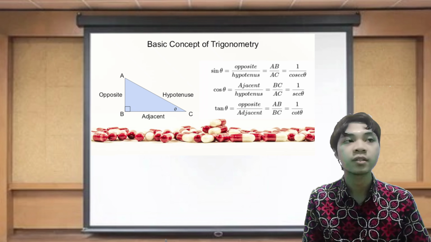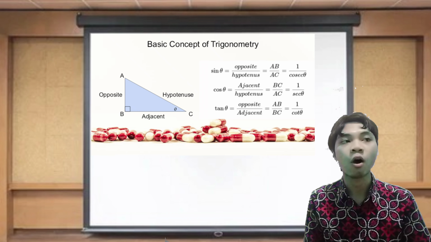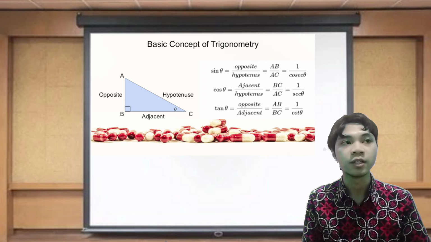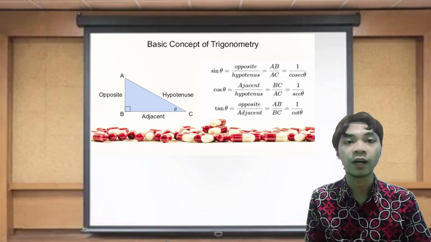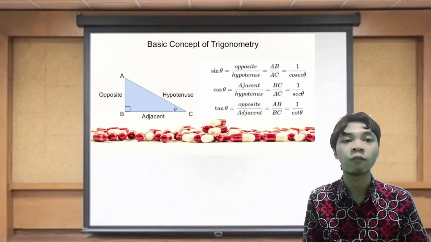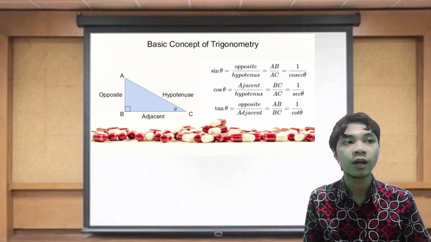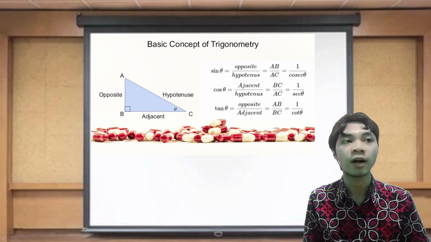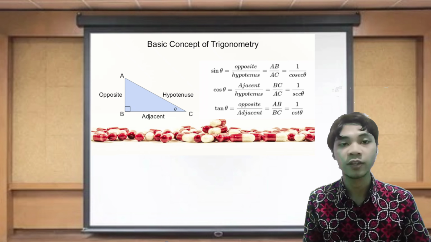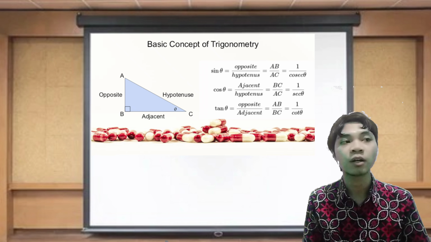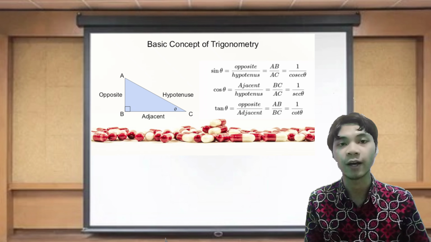And cos theta is adjacent over hypotenuse, is BC over AC. Cos theta equals 1 over secant theta. And tangent theta is opposite over adjacent, equals AB over BC. Tangent theta equals 1 over cotangent theta.